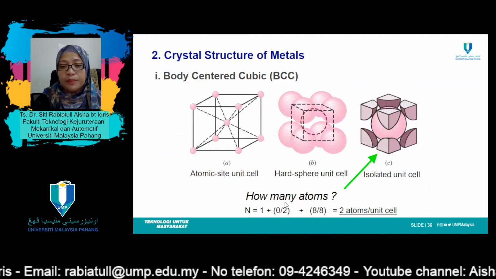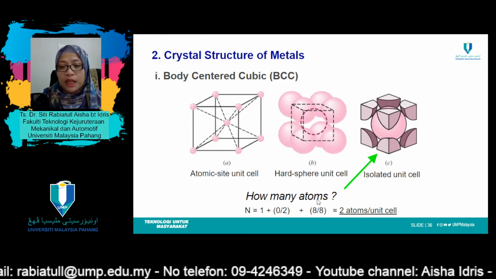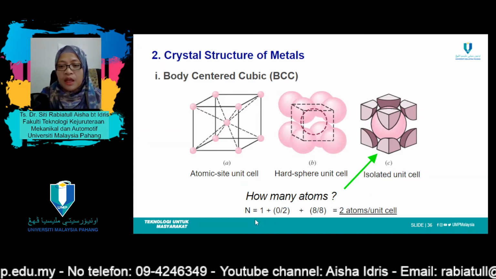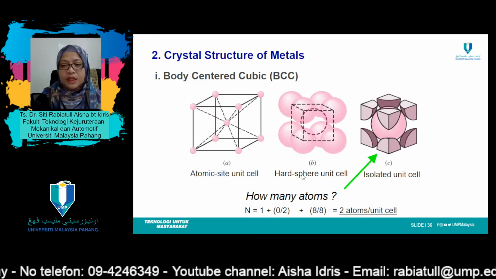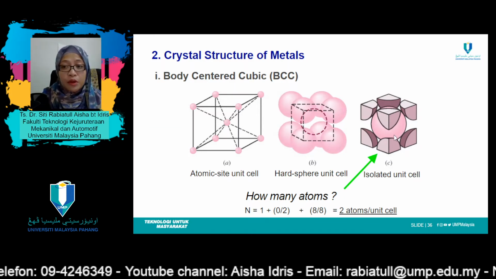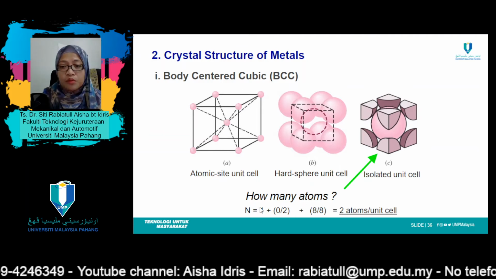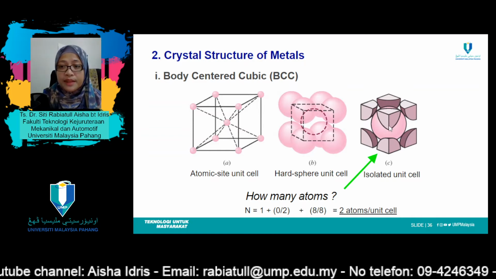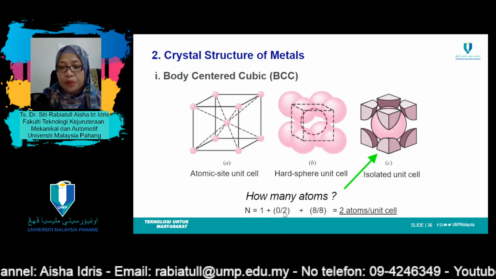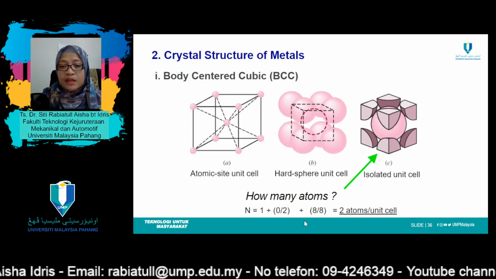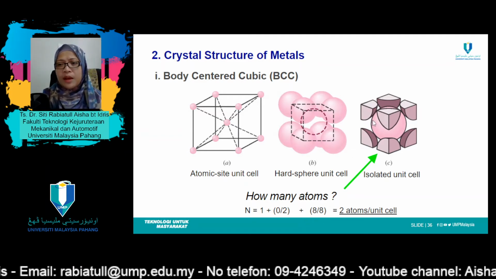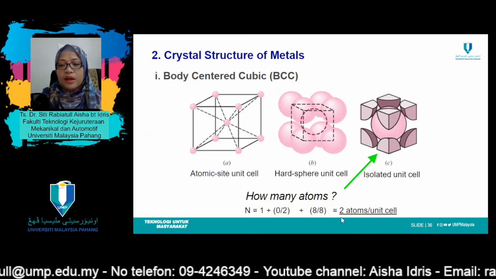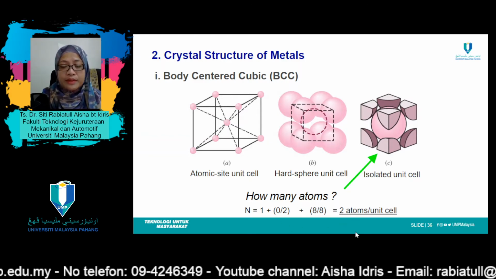Again, the same formula is applied to calculate the number of atoms. N equals, is there any internal atom in it? Yes, there is 1. So 1 plus face atoms. Is there any face atom in BCC? No face atom. So 0 divided by 2 plus, are there any corner atoms? Yes, there are 8 of them. So 8 over 8. Altogether it equals 2 atoms per unit cell.